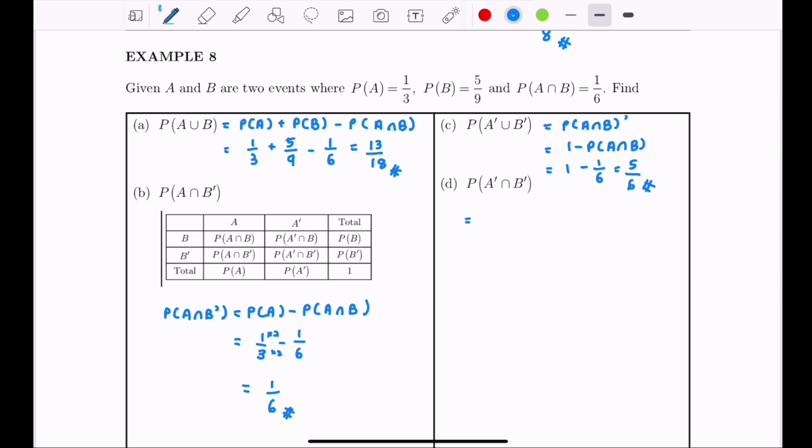According to De Morgan's rule, it means the probability of (A union B) prime. So what is the probability of (A union B) prime? Meaning the probability of not (A union B), or 1 minus the probability of A union B, which equals 1 minus 13 over 18, which equals 5 over 18.